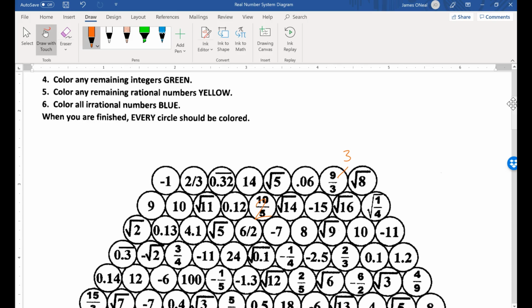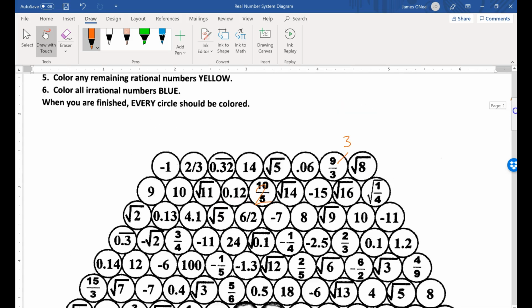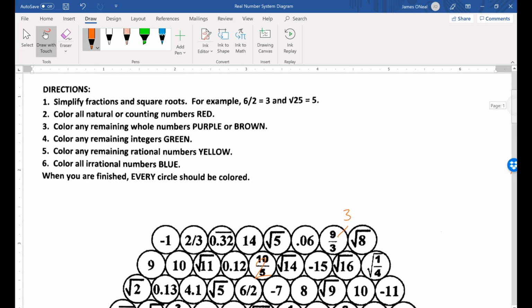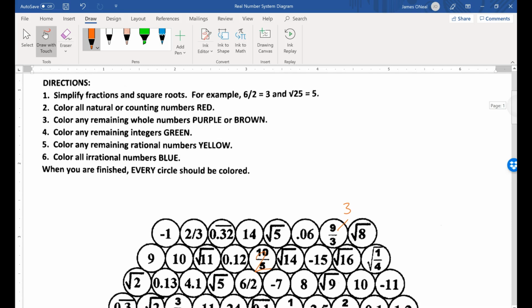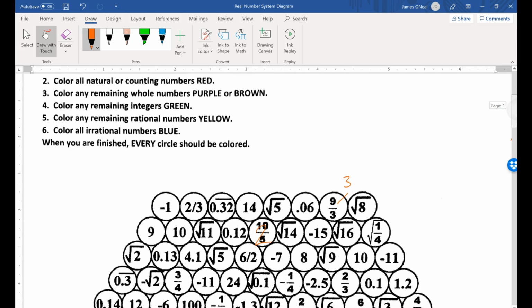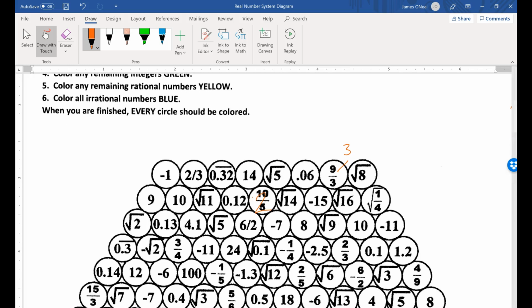What color are these numbers? Well, we know that these numbers are rational, but it says color all natural or counting numbers red. So they're making a progression down. So 2 is a counting number because we go 1, 2. So we'll color this red. I'm on red. So I know that this is red. And I know that this is red. And square root of 16 is 4. That's 4. So that means this is red.